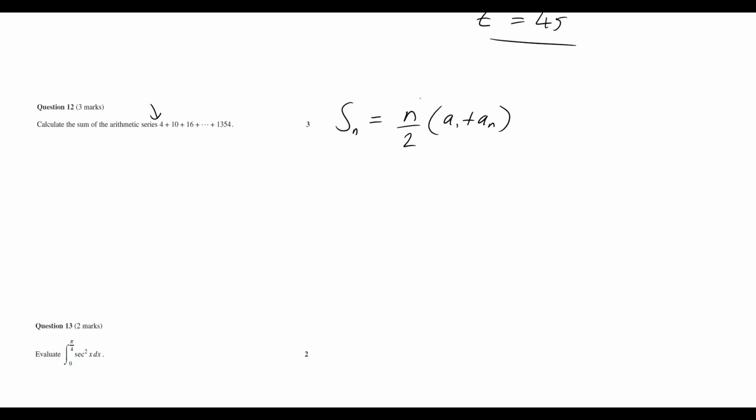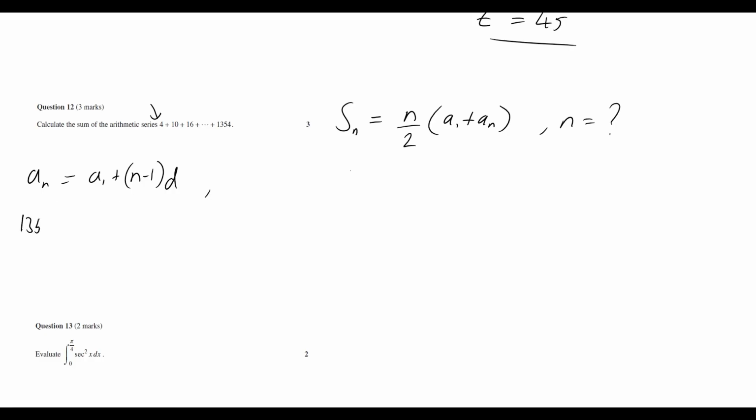But what we don't know is actually what is n. So if we know n, then we can finally figure out what the sum of this entire series is going to be. So in order for us to then figure out n, we can use our other formula, such that an is equal to a1 plus n minus 1 times d, the common difference. So the common difference here is just how much it increases by each step. So 4 to 10, 10 to 16, so clearly the common difference here is 6.